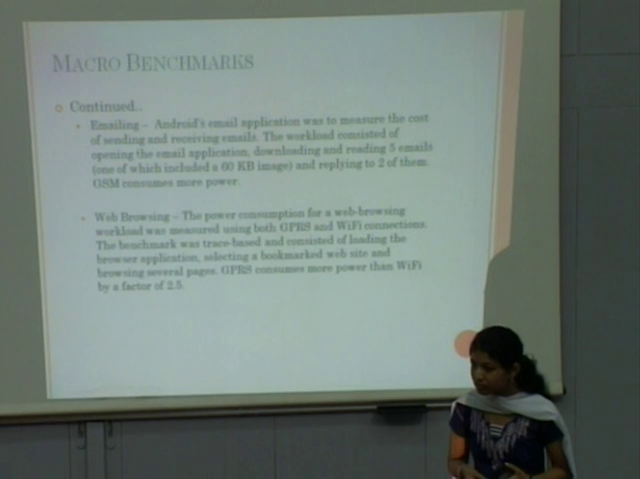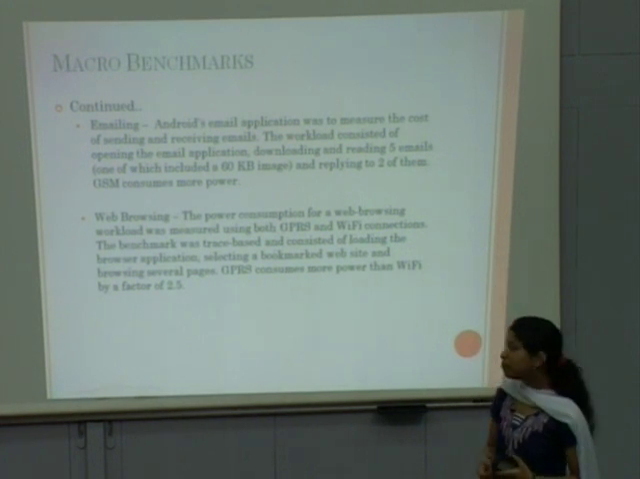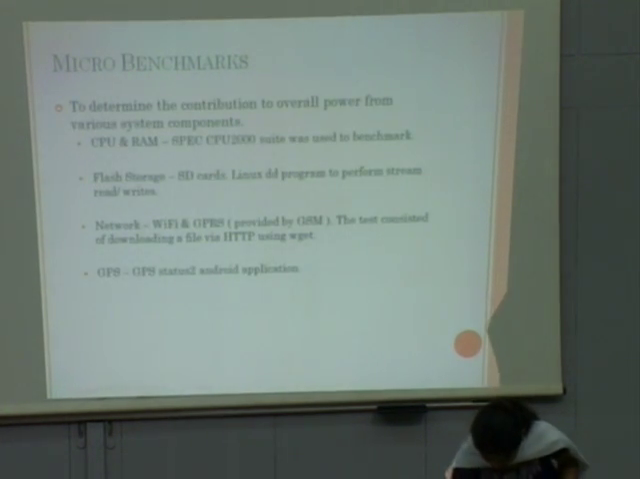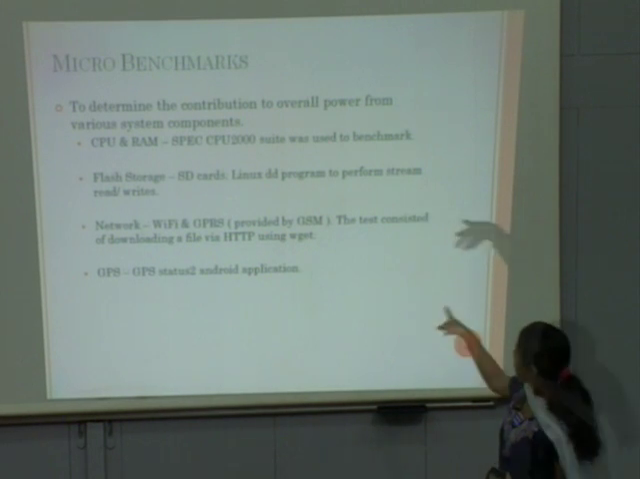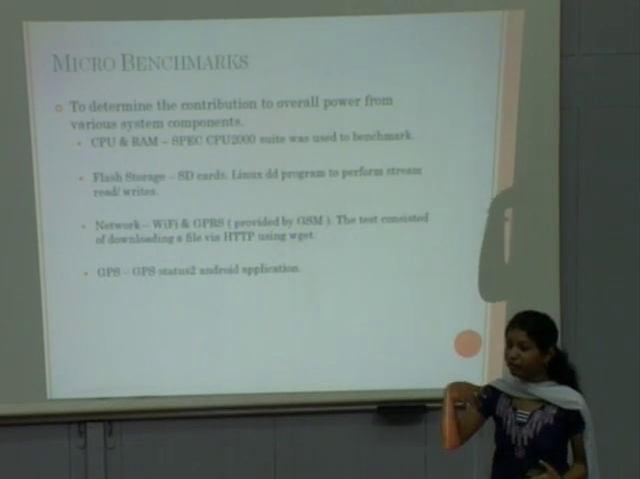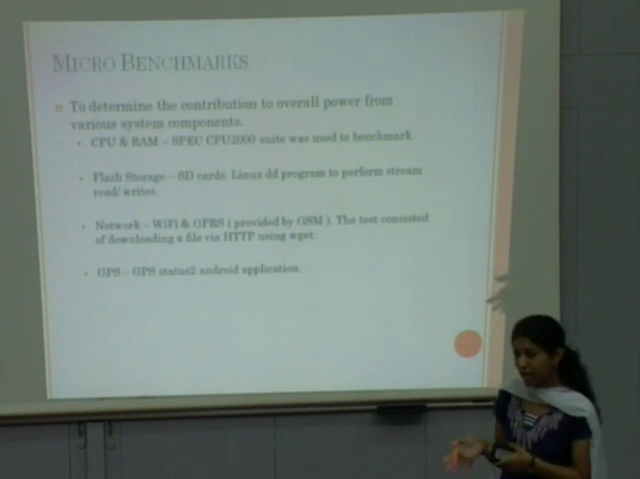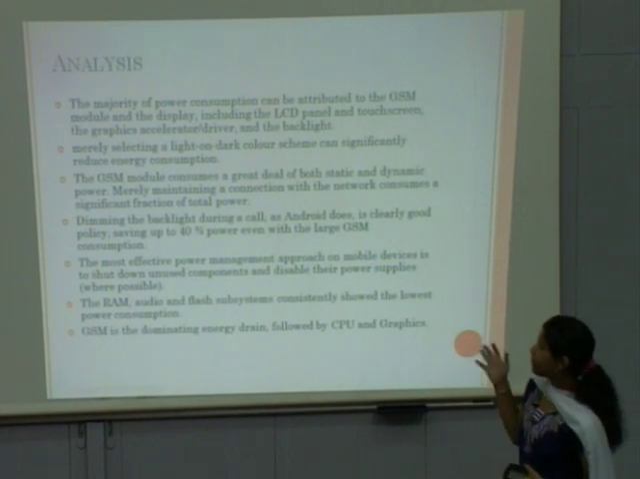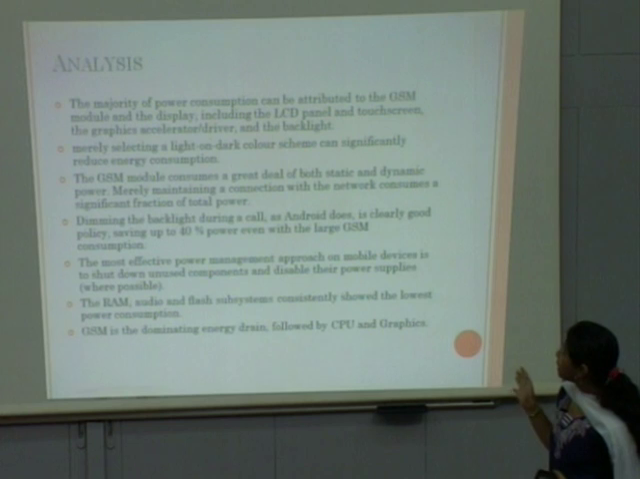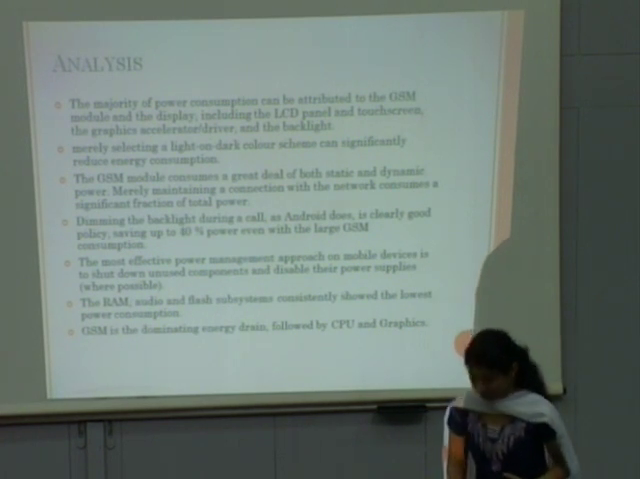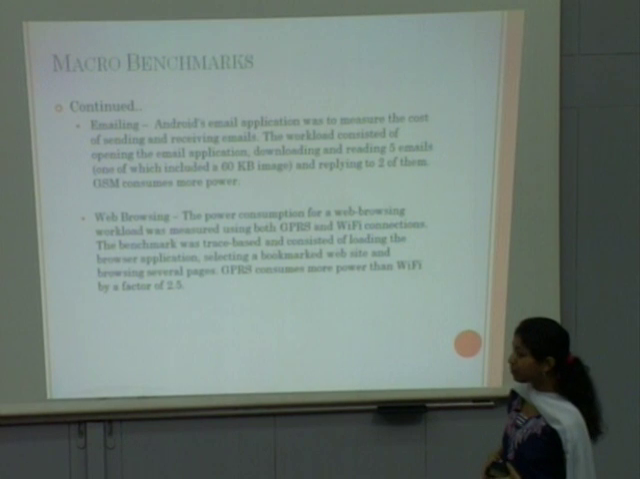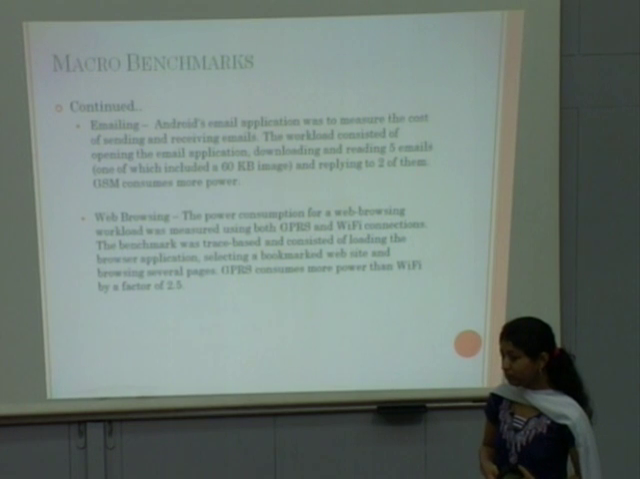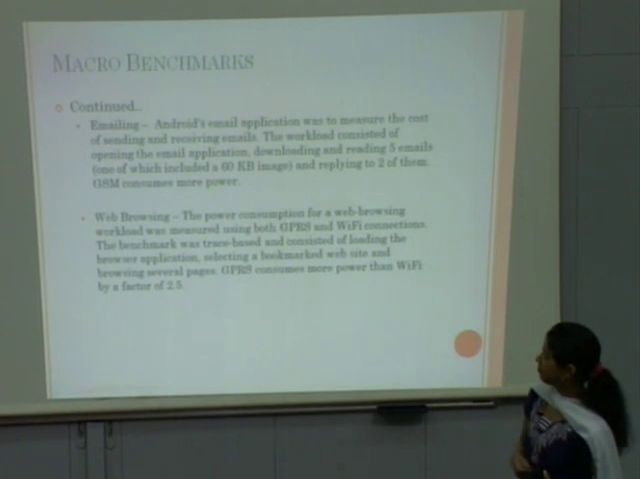Can you use this technique to include in the micro benchmark? Yes, sir. Actually, they didn't consider GPRS here. No, they considered network here. It was a very simple test of just downloading a file using Wget. And that was a complex application of browsing the web. So, analysis of this. As we can see, the majority of power consumption can be attributed to the GSM. Yes, sir. So when you say 0.5 factor, that means they have used micro benchmarks in micro benchmarks. No, sir.